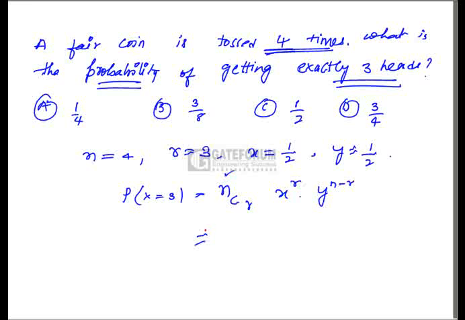Now we know the value of n, which is 4, then c3, x is nothing but half cube into 1 by 2, 4 minus 3. If we simplify, then the value will be by 4, which is nothing but option A.